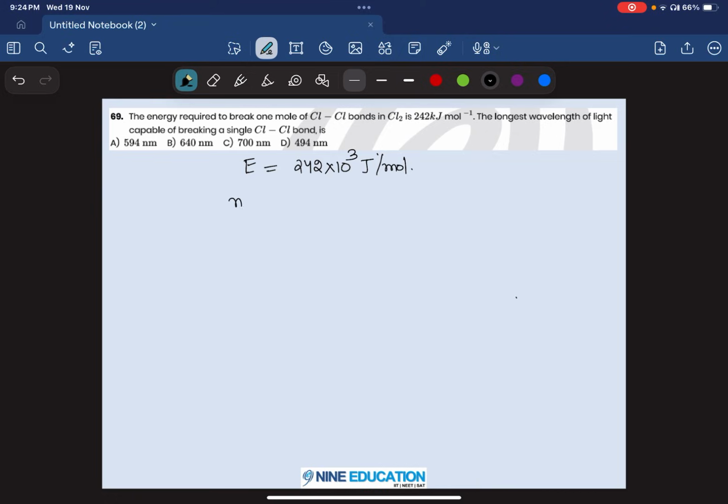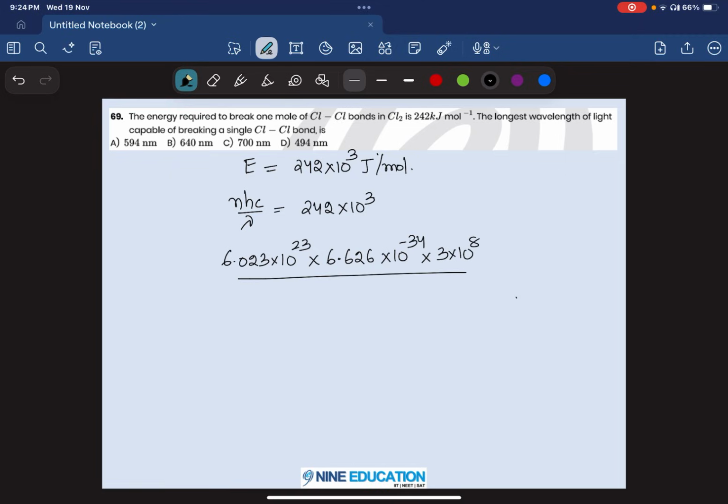So we have a formula, N into h into c by lambda is equal to 242 into 10 cube. N is nothing but here 1 mole they took, 1 mole of chlorine, that means Avogadro number of chlorines, 6.023 into 10 power 23 is N. And h is Planck's constant, 6.626 into 10 power minus 34, into 3 into 10 power 8 is the speed of light, divided by lambda is equal to 242 into 10 cube.